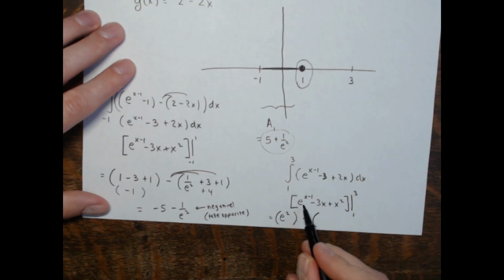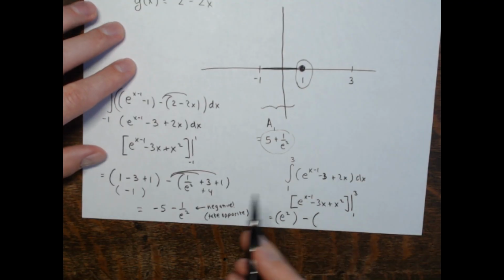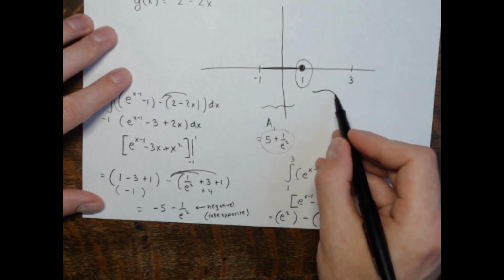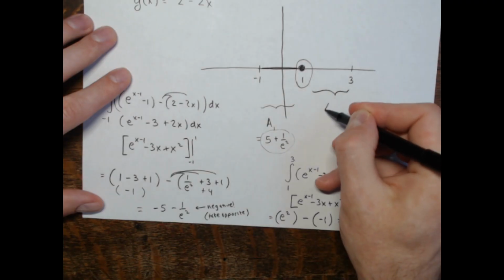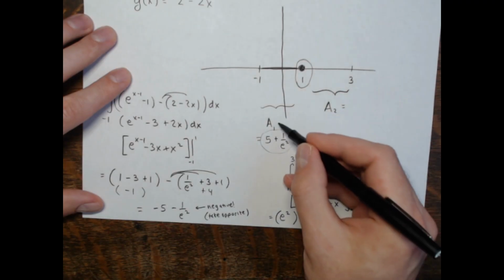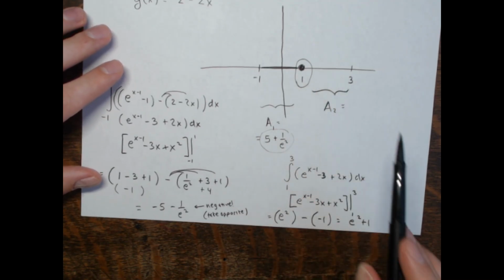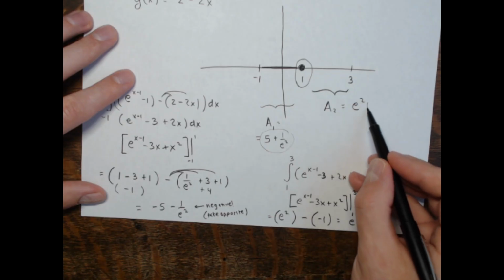And then I plug in the bottom limit. Again, we already did the value at 1 earlier. That's -1. So this is e squared plus 1. And that's a positive value, right? So the area between the two curves here, I'll call this A2. The area between the curves from x equals 1 to 3 should be e squared plus 1.